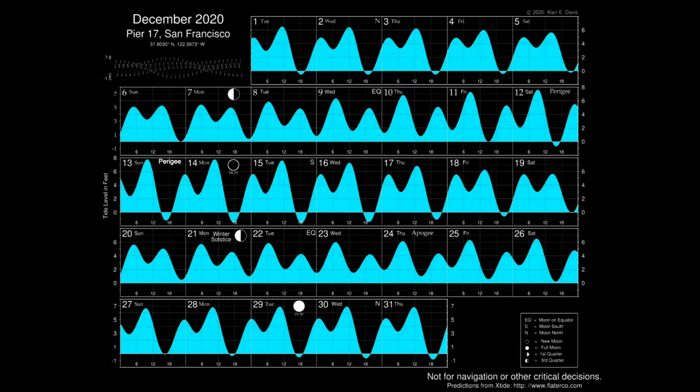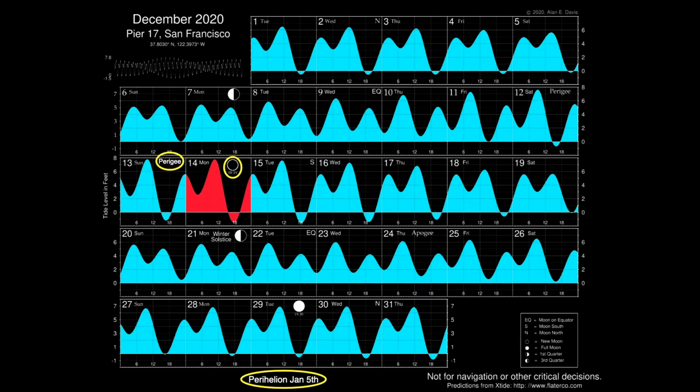Here's a tide chart for December 2020, provided to us by our wonderful tide volunteer, Alan Davis. Notice that the highest tides at 7.3 feet and the lowest tides at minus 1.6 feet occur on Monday the 14th. Not coincidentally, this date also is the date of the new moon, and one day after the moon's closest approach to the Earth at perigee, and a little more than 3 weeks before the Earth's closest approach to the sun for the year, perihelion, on January 5th.